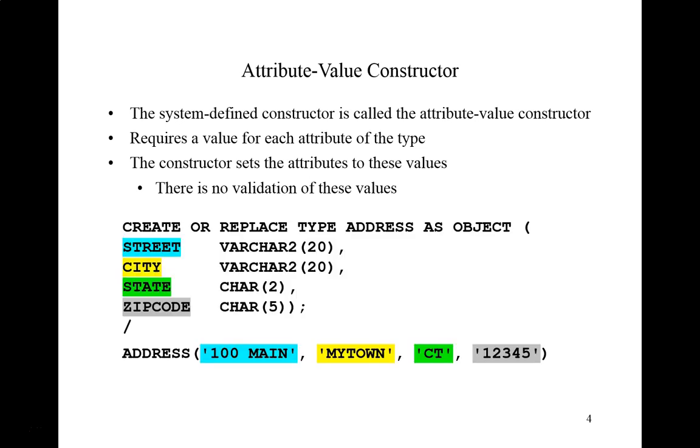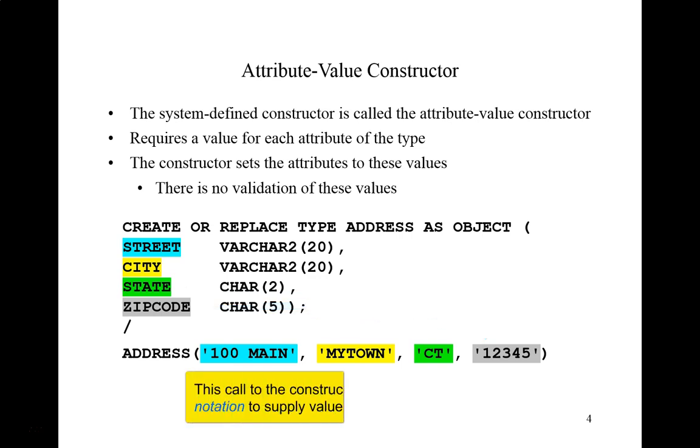Here's an example where we create the type address as an object, and we have 4 attributes: street, city, state, zip code. They're all characters. At the bottom, we show the invoking of this constructor. Remember that the name of the type is address. The name of the constructor function or method is also address. So street receives a value of 100 Main. City receives a value of my town. State receives a value of CT, and zip code a value of 12345.